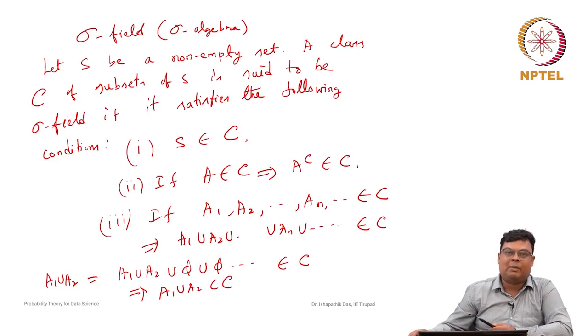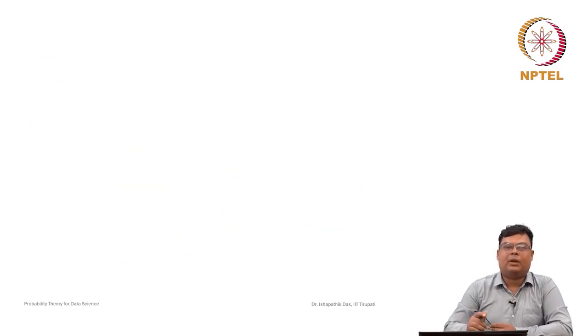Let us discuss some examples. For example, suppose S is head and tail, a random experiment we are considering. First example: tossing a coin.